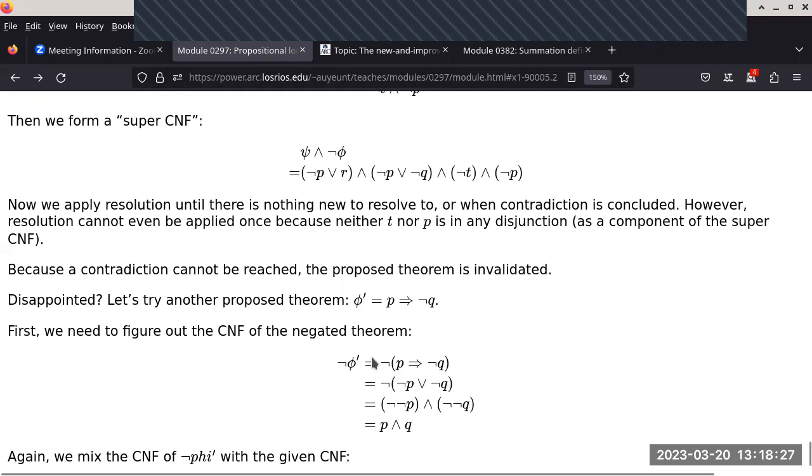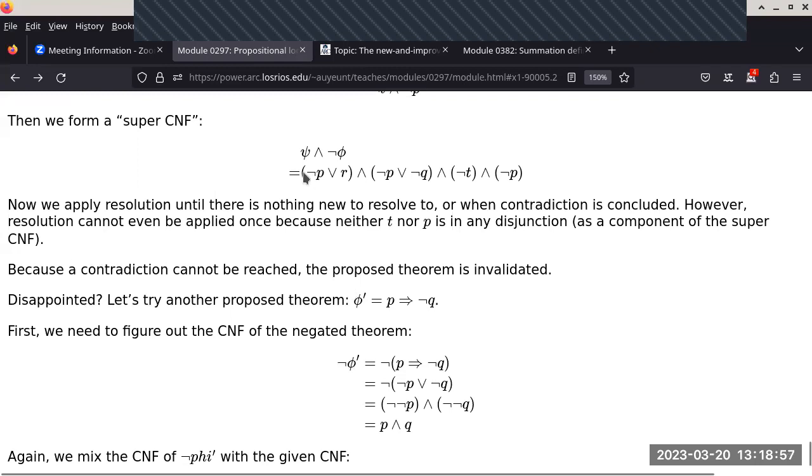So P and Q is nothing more than the CNF, the conjunctive normal form, of the negation of the theorem that we are trying to prove. Are we doing okay so far with the concept? We are not focusing on the Boolean algebra at this point. We're just focusing on the concept of converting the negation of the theorem into a CNF itself. Are we good?